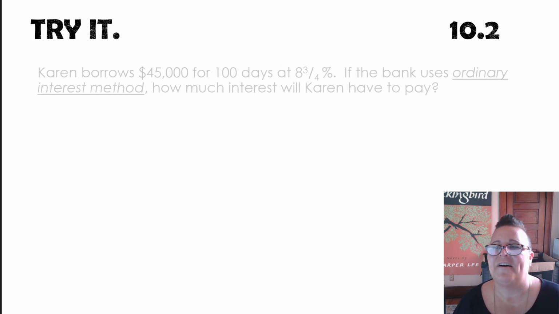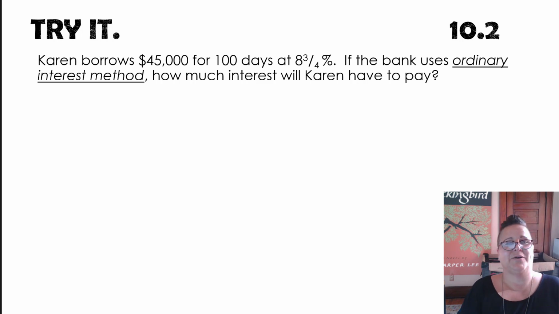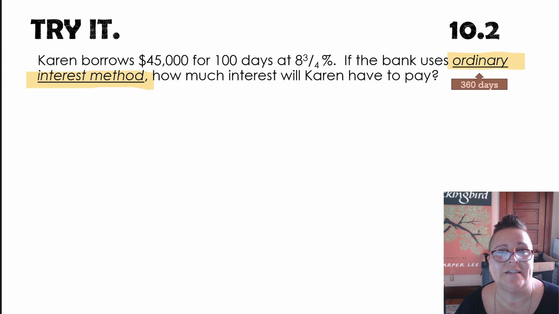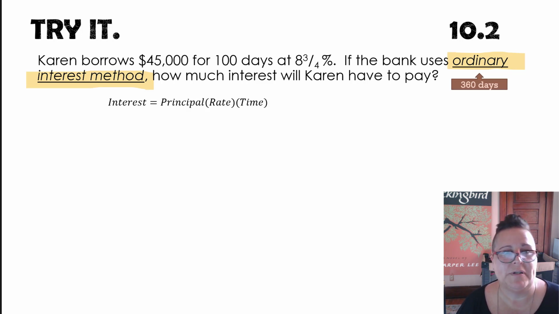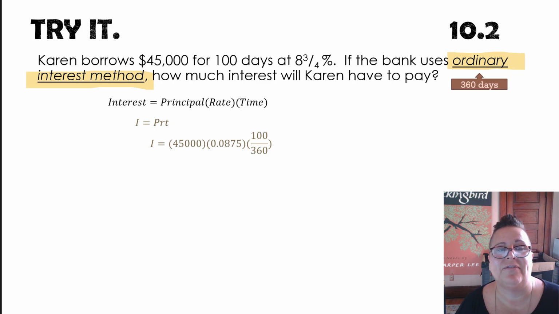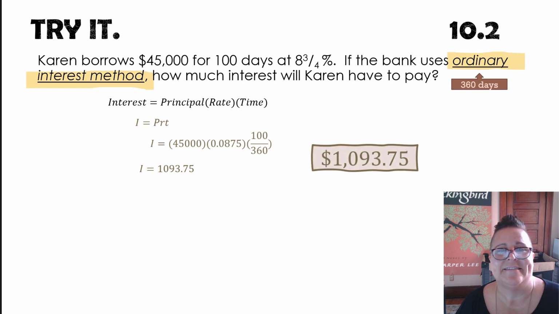All right, so Karen's going to borrow $45,000, sorry, for 100 days at 8 3/4%. If the bank uses ordinary interest method, how much interest will Karen have to pay? So we're going to be doing the ordinary interest method. Ordinary interest, remember, is 360 days. So interest is principal times rate times time, where I is equal to PRT. Then I have 45,000 times 0.0875 times 100 over 360. This works out to be $1,093.75. No need to round. It was already dollars and cents.